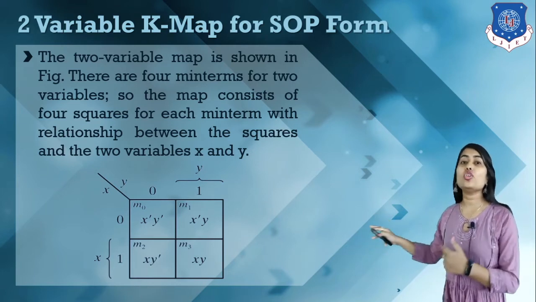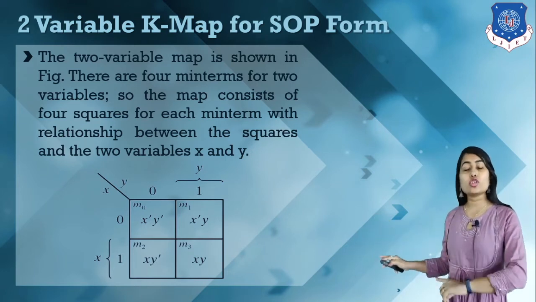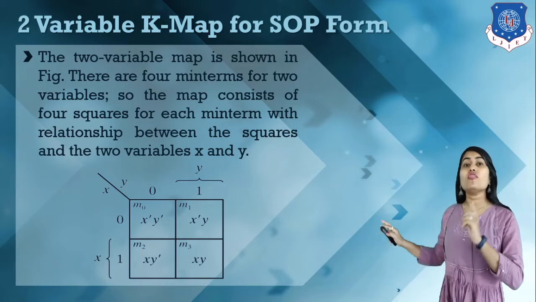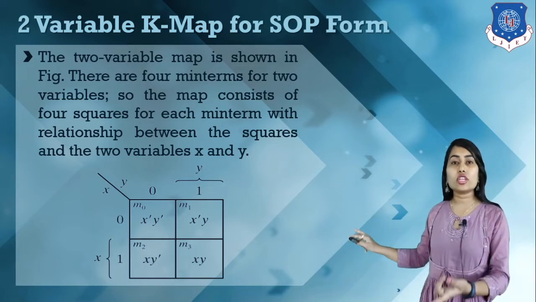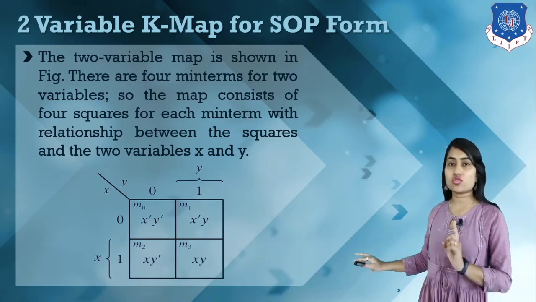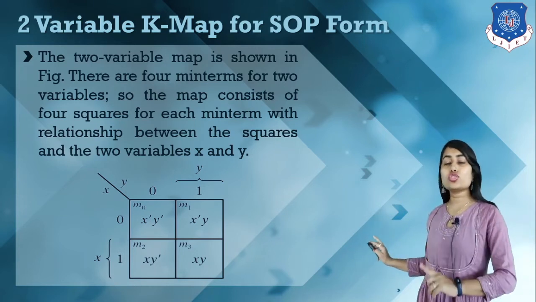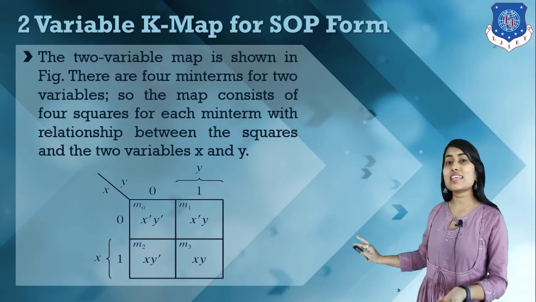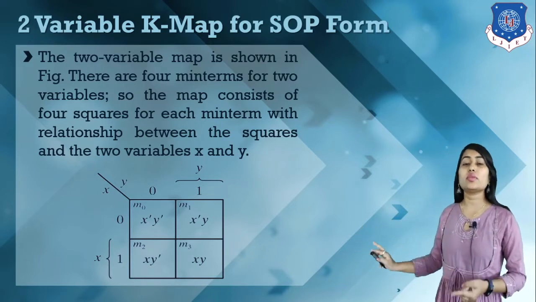So here 0 and 1, as this is in a SOP form. For SOP, whenever x is equal to 0 it represents x dash, and when x is equal to 1 it represents x. For x equal to 0 it is represented by x dash, and for x equal to 1 it is represented by x.